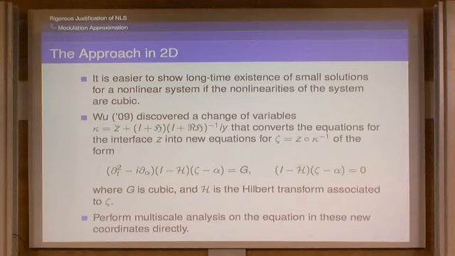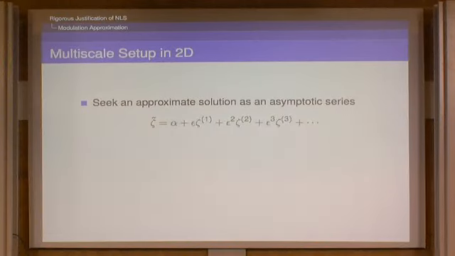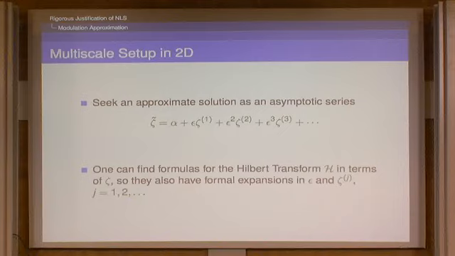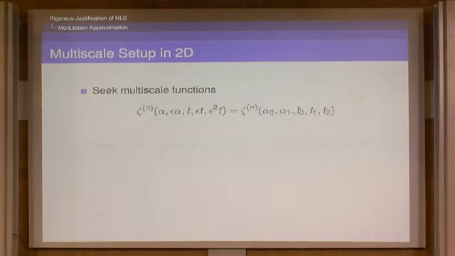So the idea is that we change variables to this new coordinate system, do the justification there, and then try to change variables back. Hopefully that will tell us something about the original Lagrangian situation. So we go and do it. You expand in a series in epsilon like this. Corresponding to this, you can also expand the kernel of the Hilbert transform formally, justify all that, and get an expansion for the Hilbert transform as well.